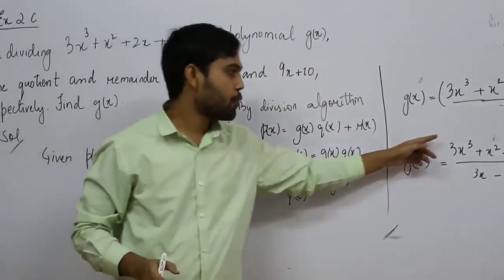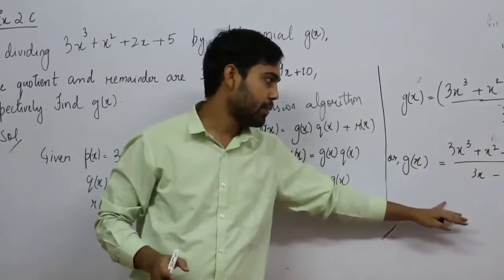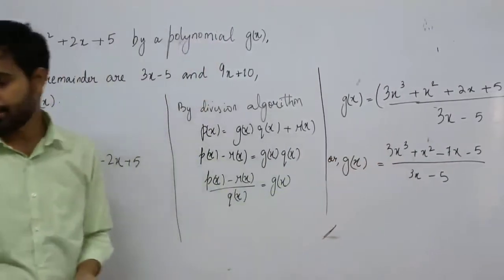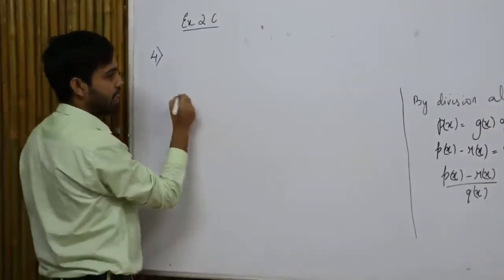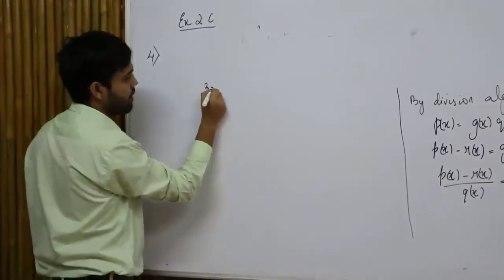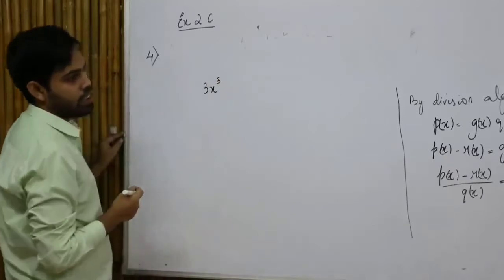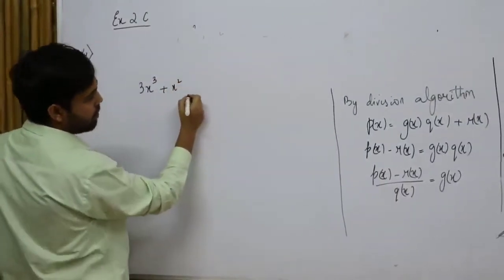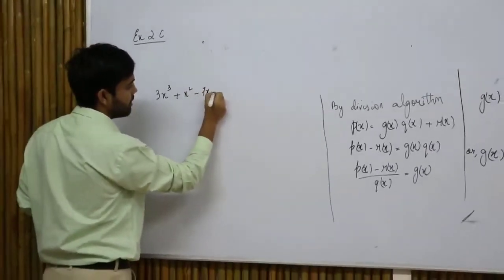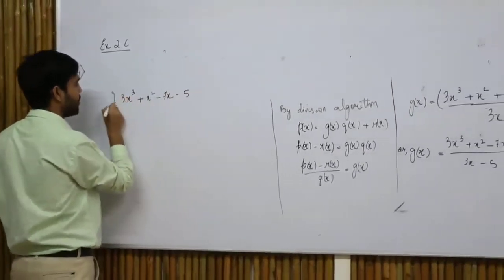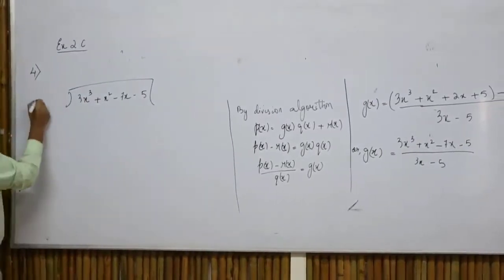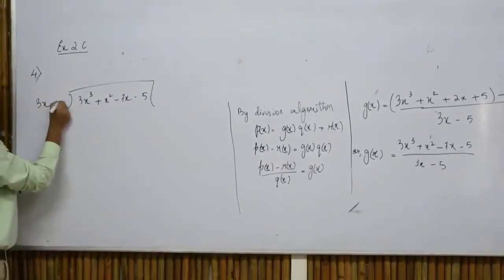Now I have to do this division. After doing the division, the quotient that I get will be the value of g of x. So I am doing the division. So what I have is 3x cubed plus x squared minus 7x minus 5. This polynomial I am dividing by 3x minus 5.